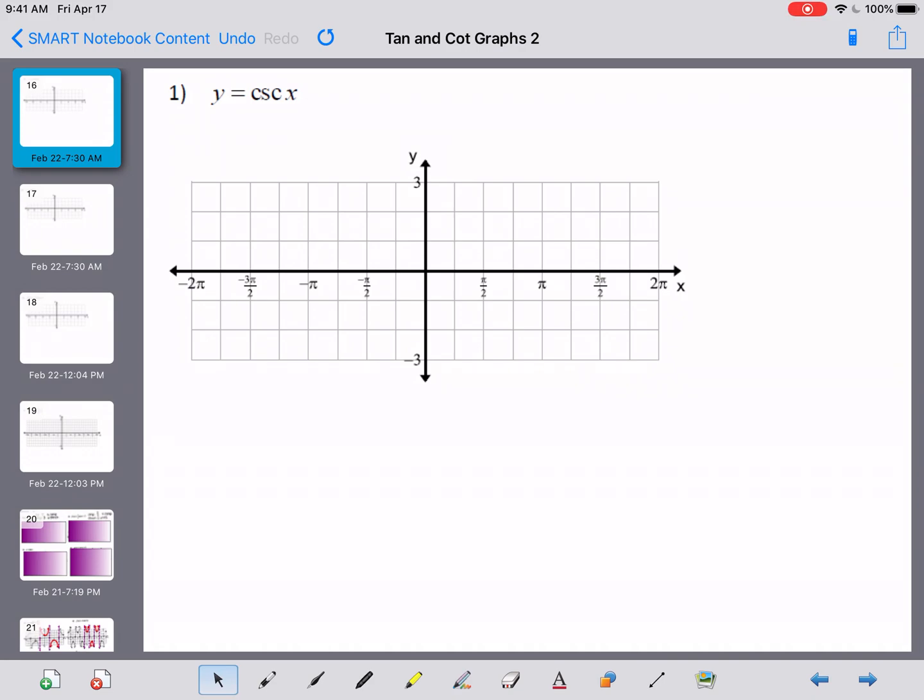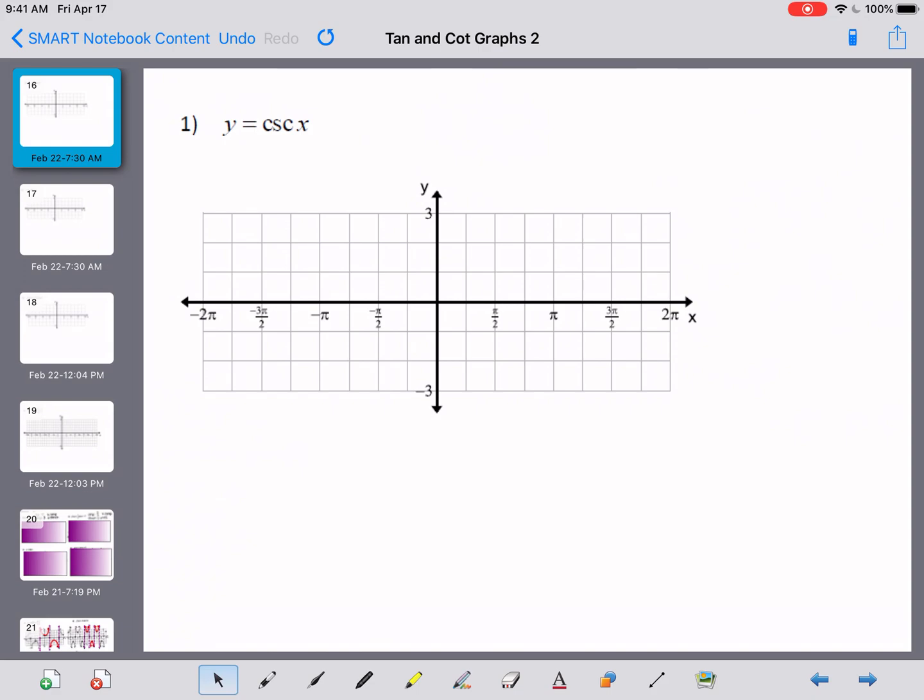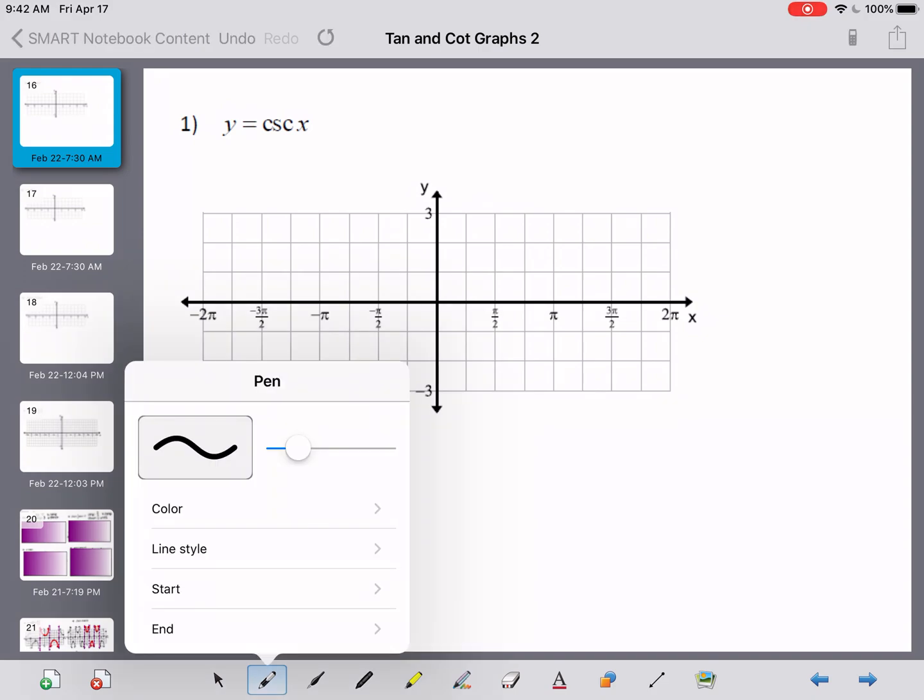And a little disclaimer, secant and cosecant are what I say a piece of cake if you know how to do sine and cosine. Secant and cosecant are the reciprocals of sine and cosine. So what we're going to do is actually graph sine and cosine first, either physically on the paper or in our heads, and then use that to get secant and cosecant. So here we go.